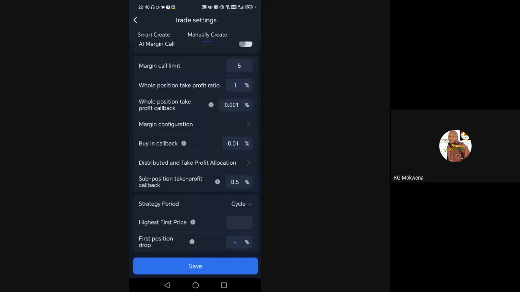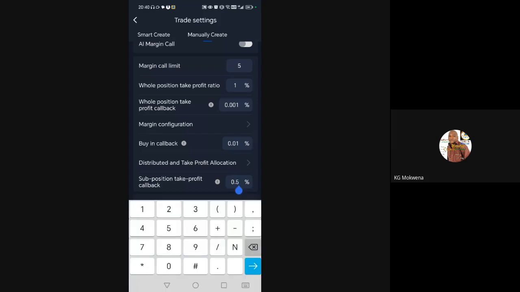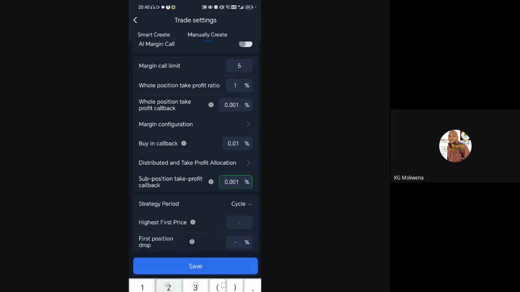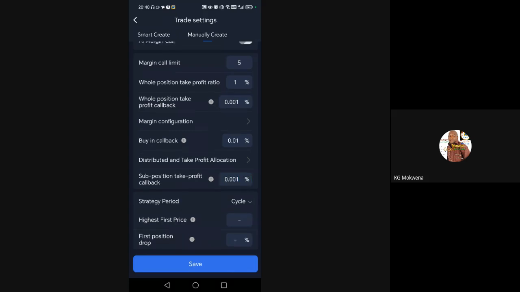So at the moment, sub position take profit callback. Where there's 0.5, let's make it 0.001, so that the robot must collect profit as fast as it possibly can. No need to wait longer, and go back into the market. This is cycle 0.001, just like the other one on top of whole position, take profit callback. Now, this is on cycle. You can click save. We are happy with it. Save at the bottom.